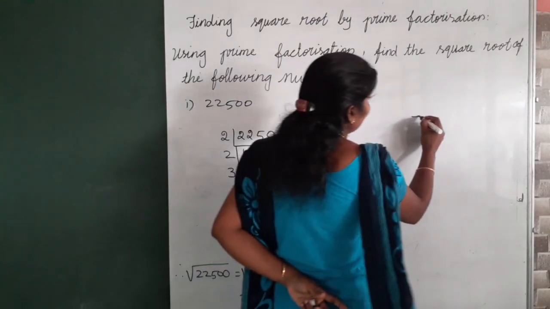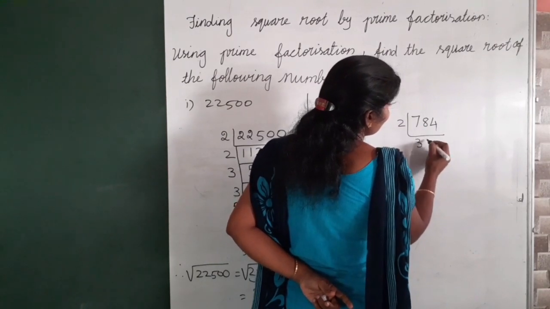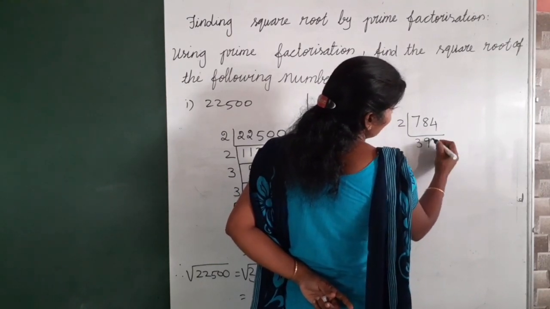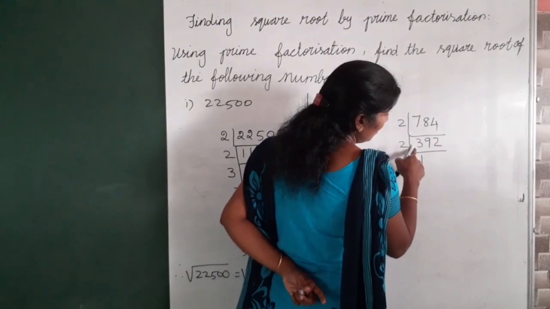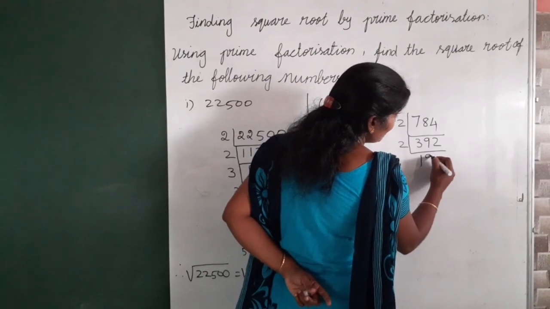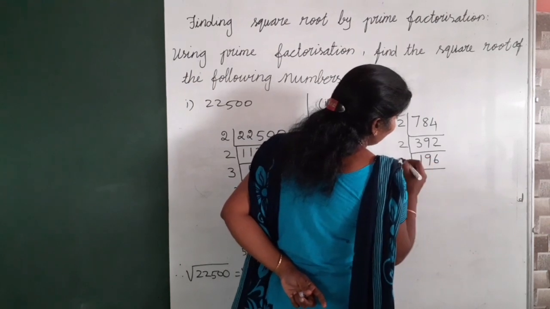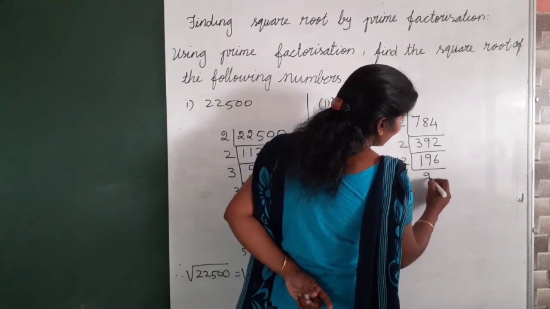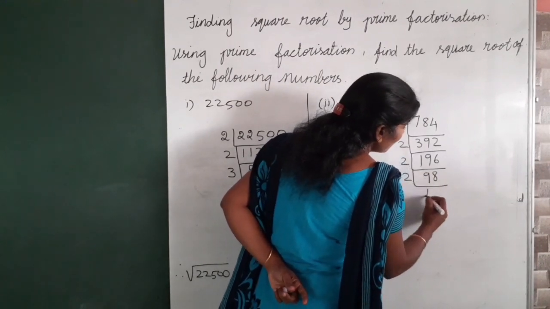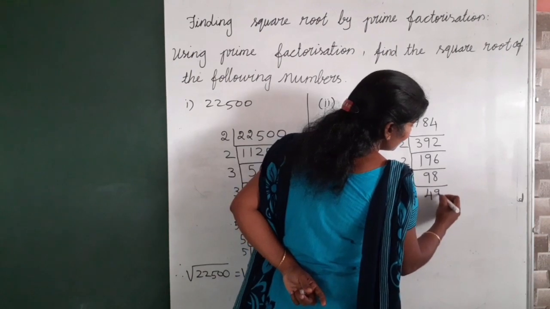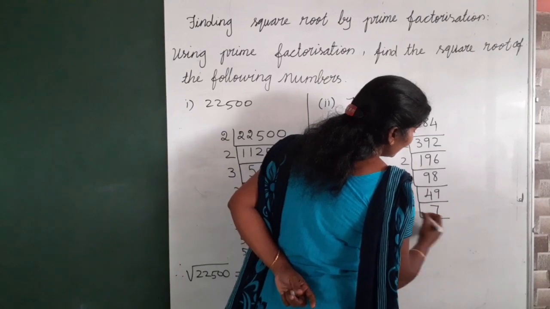784. 2 table: 3 2s are 6, 9 2s are 18, 2 2s are 4. Again, 2 table: 1 2 is 2, 1 balance 19, 9 2s are 18, 1 balance 12, 6 2s are 12. Then again 2 table: 9 2s are 18, 8 2s are 16. Then 2 table: 4 2s are 8, 9 2s are 18. Then 7 table, 7 7s are 49.